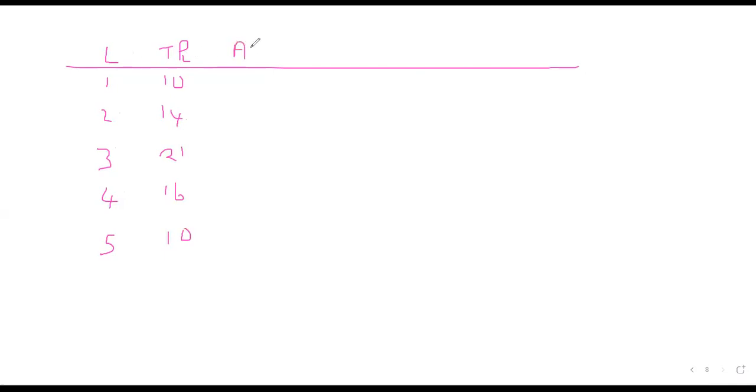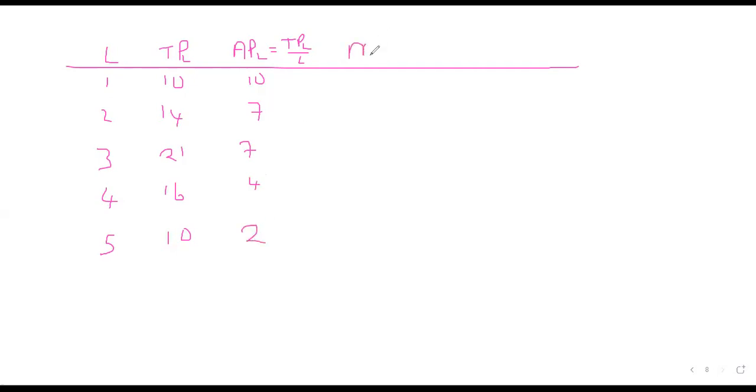According to our formulas, how do we find the average product of labor? We divide the total product of labor by the number of laborers. So 10 divided by 1 is 10. 14 divided by 2, 7. 21 divided by 3, 7. 16 divided by 4, we have a 4. 10 divided by 5, we have a 2.